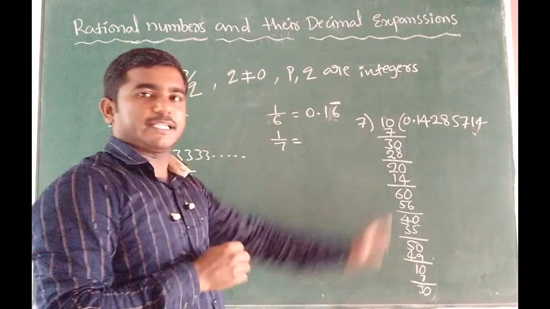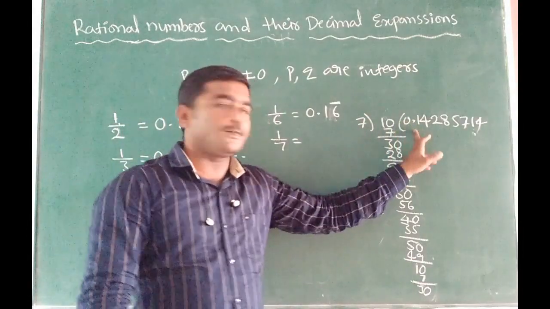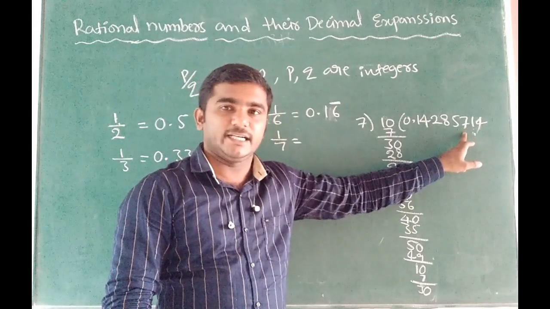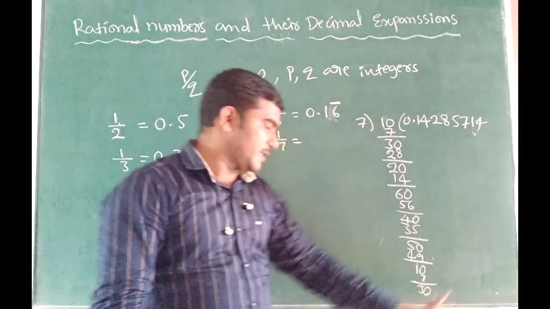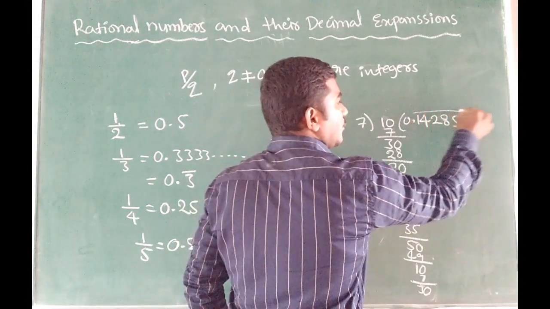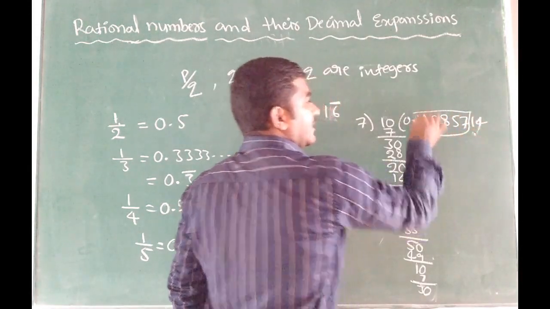Once you observe here, what is the decimal expansion? 0.142857. Again it starts 1 4. Next what will come again? 1 4 2 8. See, up to this is it repeating or not?